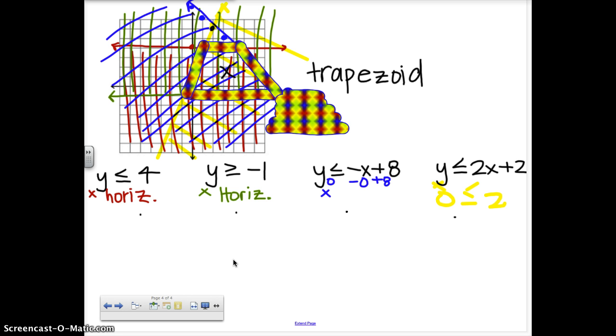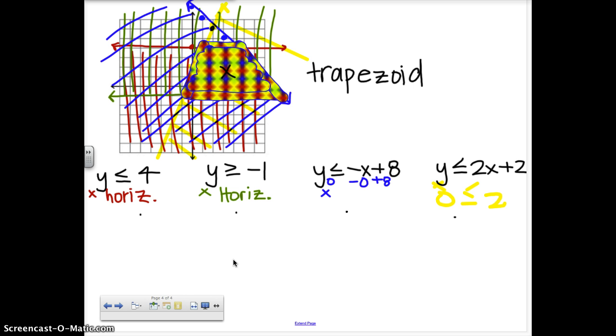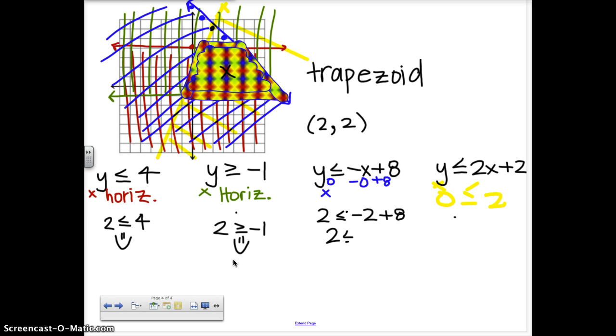It looks like, though, that 2, 2 is one of our choices. So let's try 2, 2. Is 2 less than or equal to 4? You bet. Is 2 greater than or equal to negative 1? You bet. So my ordered pair I'm testing is 2, 2. Is 2 less than or equal to negative 2 plus 8? Is 2 less than or equal to 6? Yes. Is 2 less than or equal to 2 times 2 plus 2? Holy twos. Is 2 less than or equal to 4 plus 2? Is 2 less than or equal to 6? You bet it is. Fire up for that.